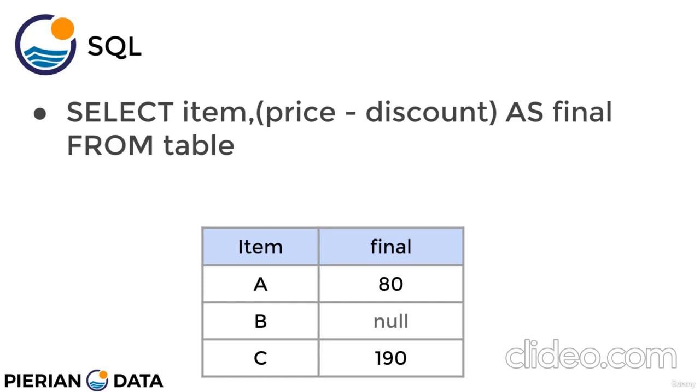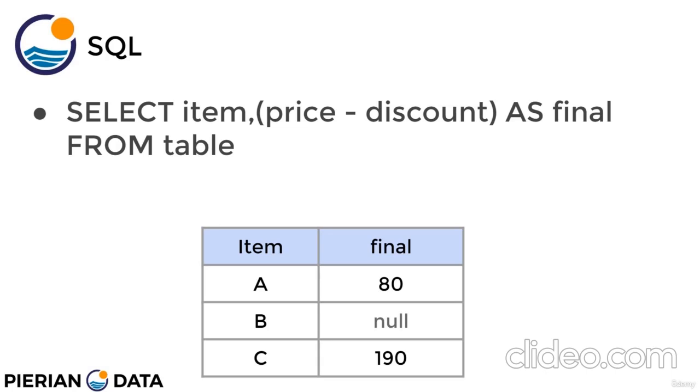So we're able to correctly calculate the final price for items A and C, but since the discount was null for item B, SQL can't actually subtract null from an integer. So those are kind of incompatible data types. So instead, it relays back the information to you, essentially alerting you to the fact that one of the items was null by telling you that item B for final price is null.